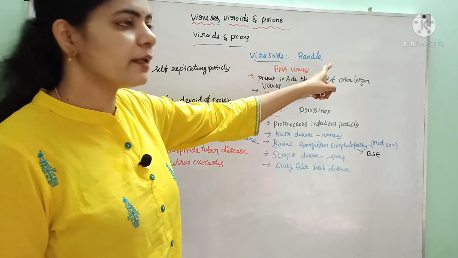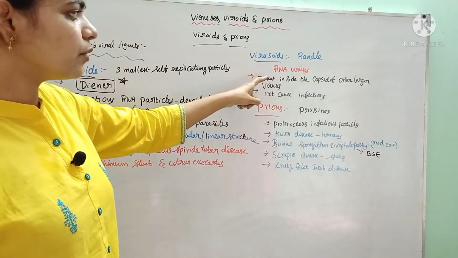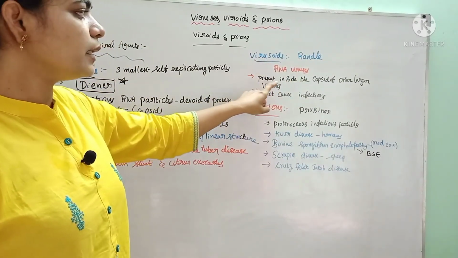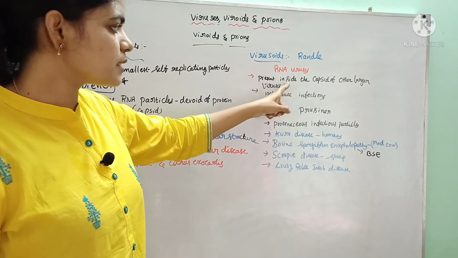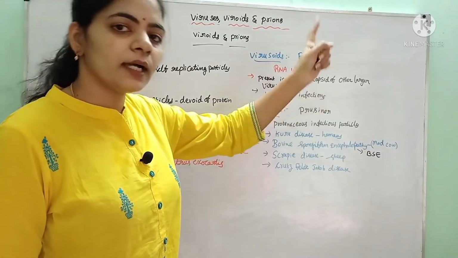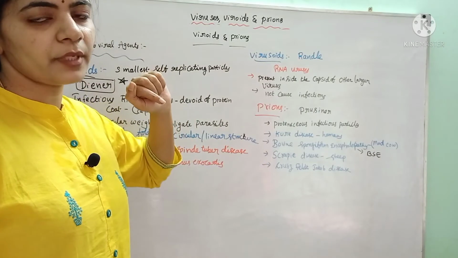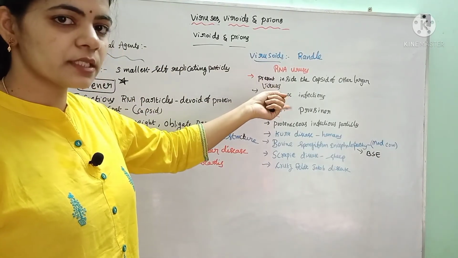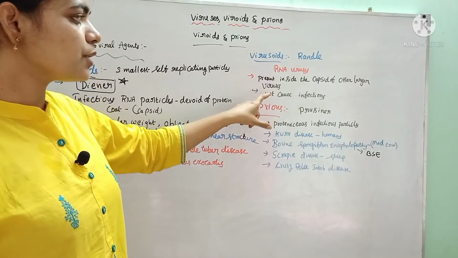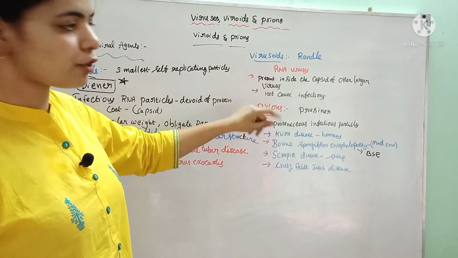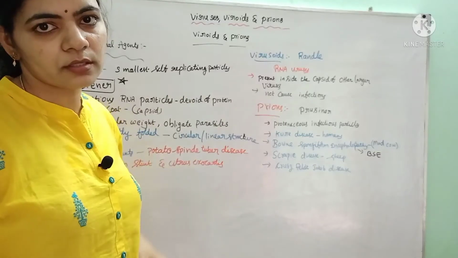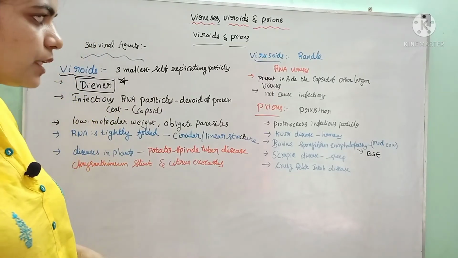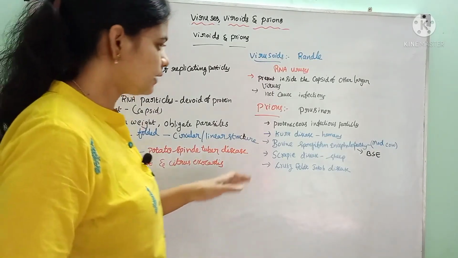Next one is virusoids. Virusoids were discovered by Randles. These are RNA viruses present inside the capsid of other larger viruses. They do not form any capsid themselves. Instead, these RNA particles are present in the capsid of other larger viruses, and they are called virusoids. They do not have an infectious nature. They do not cause any infections.